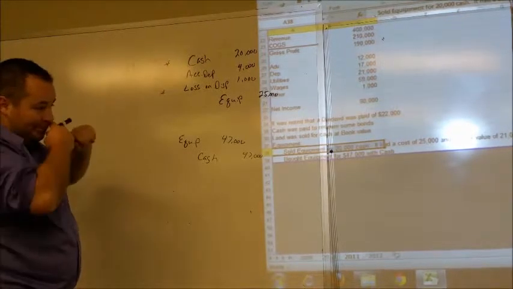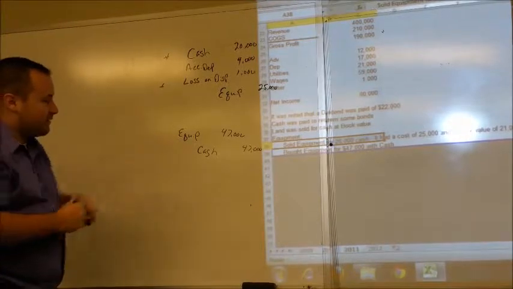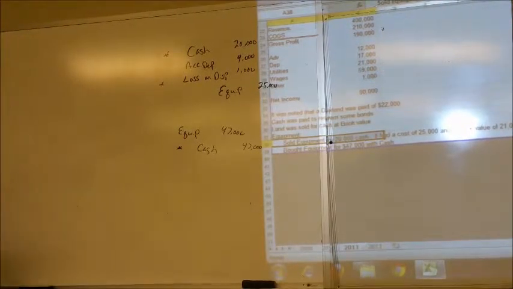So this one definitely does go on the statement of cash flows for these two areas in particular. And then this one, does it affect net income? No. Does it affect cash? Yes. So it's going to go on the statement of cash flows.